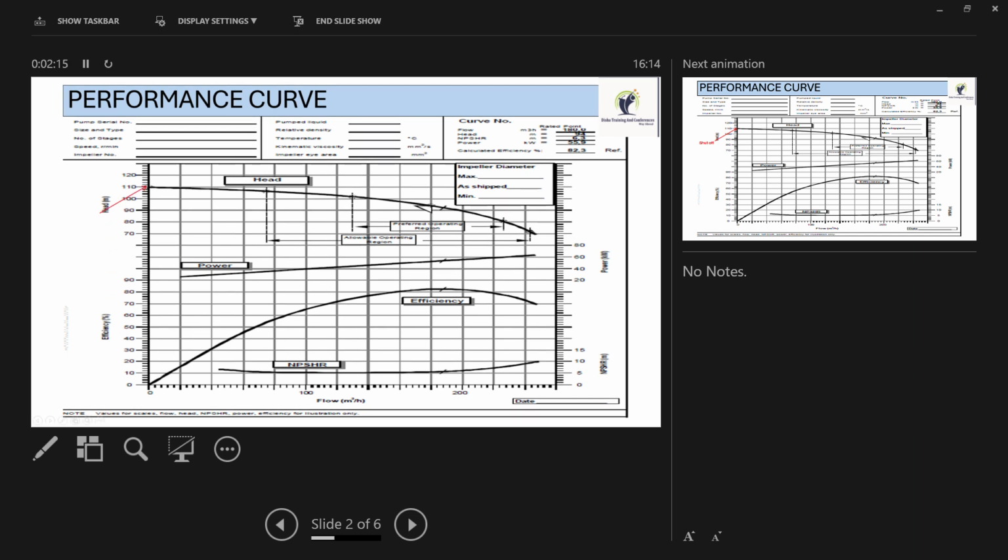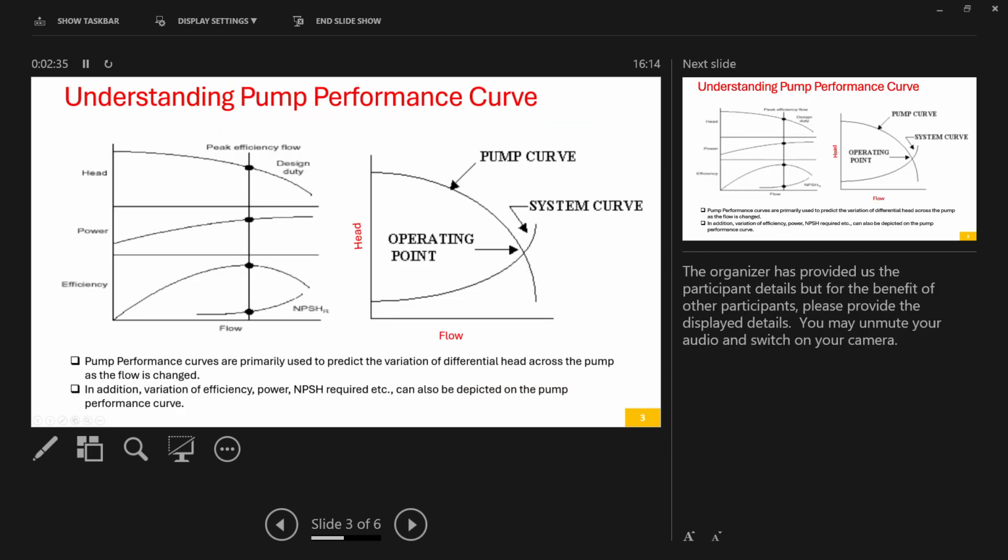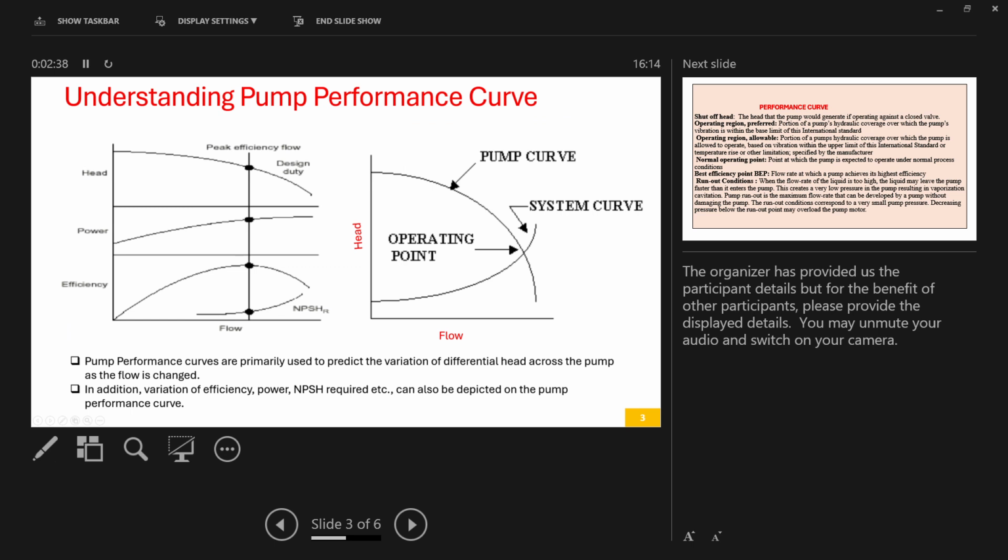Now this one is called the shut off head. This is your preferred operating range, this is your allowable operating range, this is your operating point, this is your best efficiency point, and this is your run out point, run out condition point. Now understanding the performance curve, this is head versus Q, this is power curve, this is efficiency curve, this is NPSH curve, and this is your system resistance curve. Where the system resistance curve cuts the performance curve, it is called the operating point.